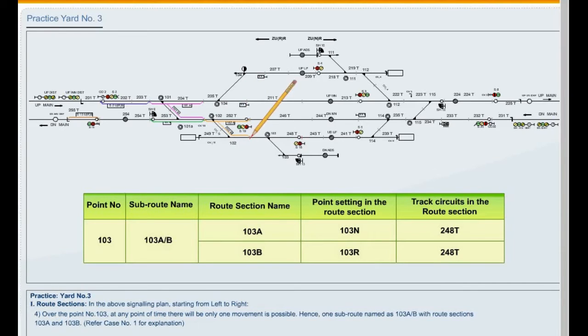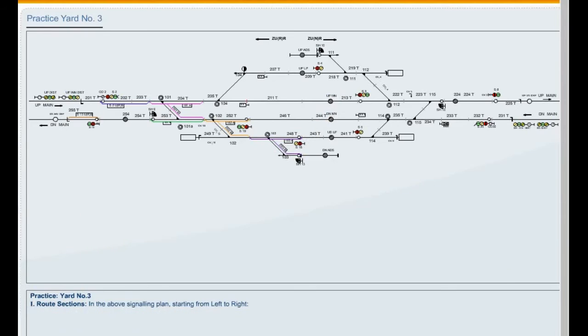Over the point number 103, at any point of time only one movement is possible. Hence, one subroute named as 103 A by B with route sections 103 A and 103 B. Click on case number 1 for explanation.